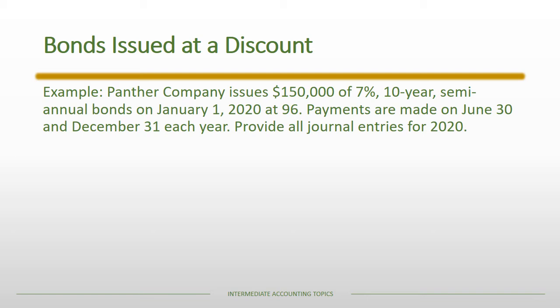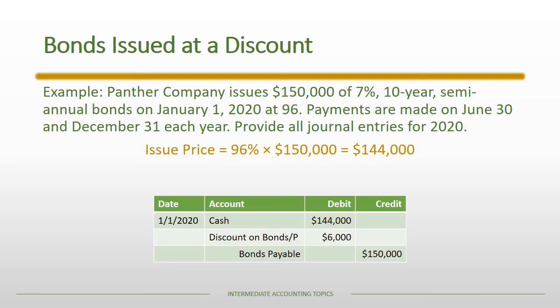All right, so this is the same example as we had done in the par bond, except now instead of being issued at par, we're going to say that it's issued at 96, which is at a discount. And so the issue price is 96% of the par value, or $144,000. The initial journal entry is the cash that we receive, $144,000. The bond payable is the par value of $150,000, and then the discount on bonds payable captures the difference between the issue price and the par value of the bond.